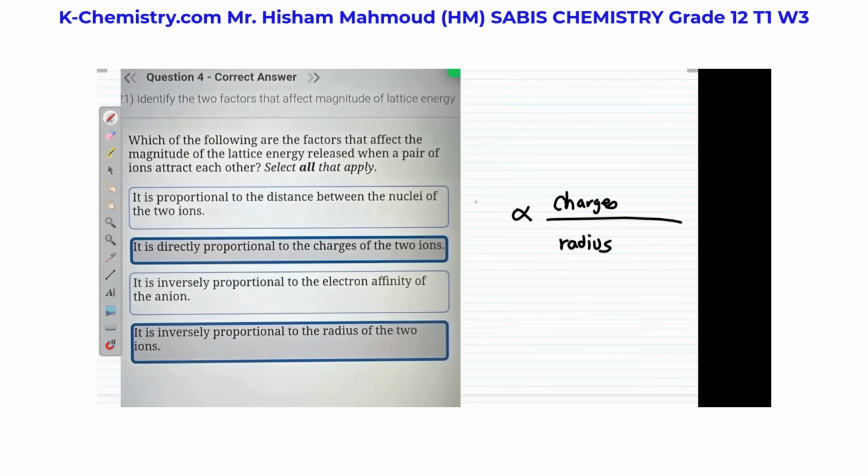So the lattice energy is directly proportional to the charges and inversely proportional to the radius. You cannot say it's proportional to the distance between the two nuclei, or that it's inversely proportional to the electron affinity. The electron affinity is not related at all to this one.